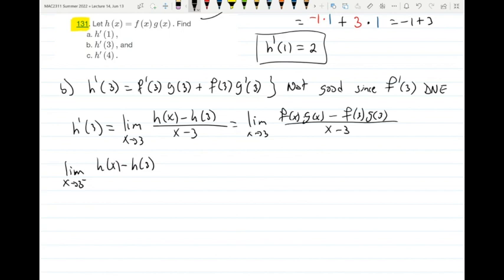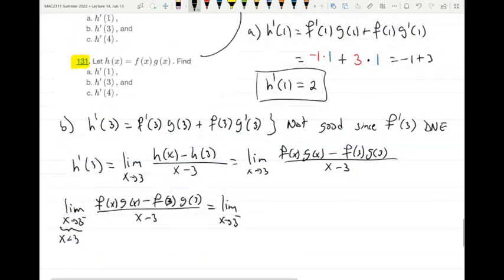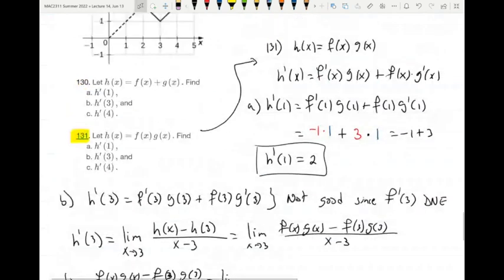Okay, so let's do it. So this is f times g minus f of 3 times g of 3 over x minus 3. Okay, let's see what we get. So to the left of 3, that means x is less than 3. Okay. So what do we obtain for f? What's the formula for f?